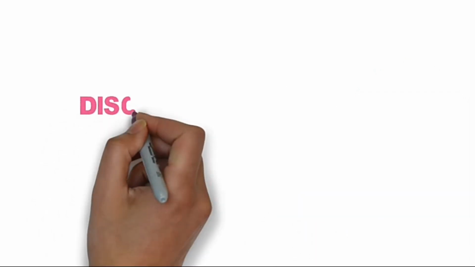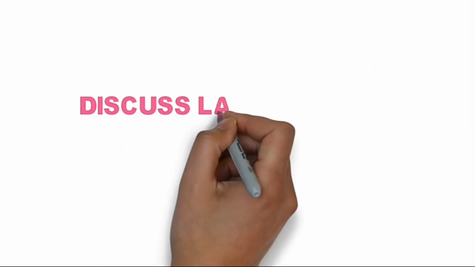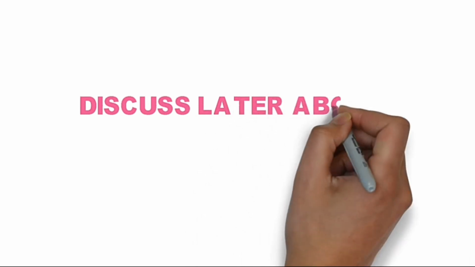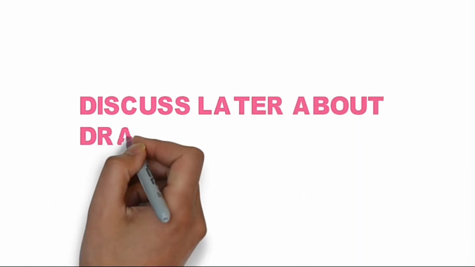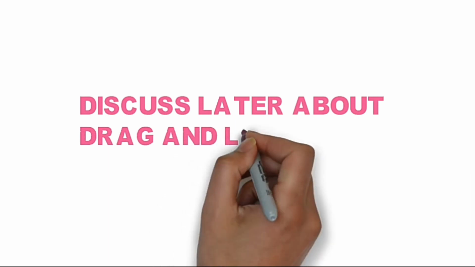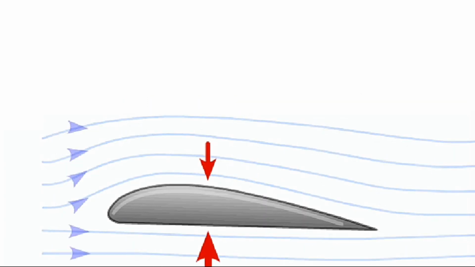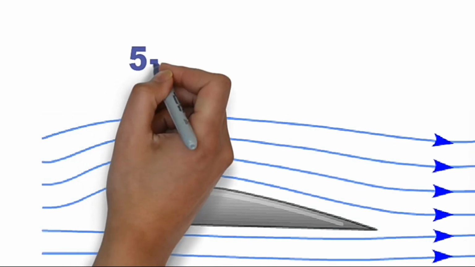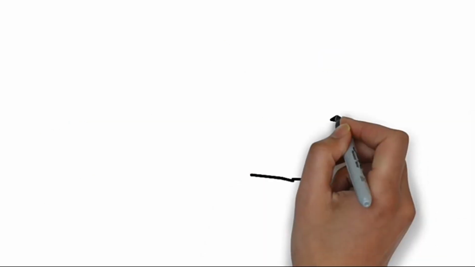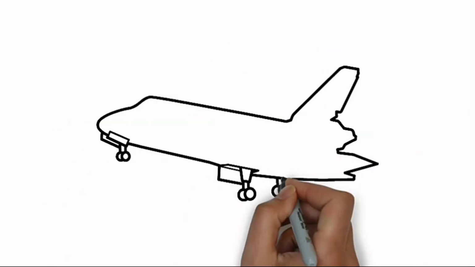So we will discuss drag and lift later. But for now, just remember, drag is resistance to the airflow and lift is a force which supports the object in airflow. But there is another object which we call an airfoil, which produces as little as 5 to 15% drag only and is very effective to be used to make an object fly, which we call an aircraft.